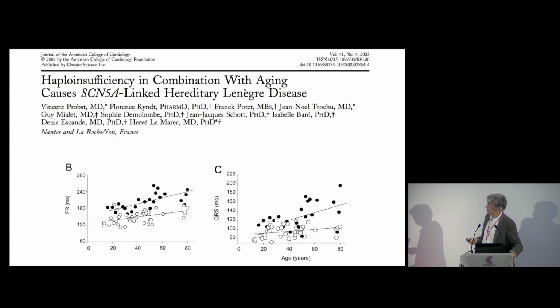Age is another modifier. This is another family from Nantes, and here what they did is they just looked at age on the x-axis and the PR interval and the QRS interval on the y-axis, and you clearly see that also in controls there is some increase in conduction intervals, as we know, but particularly in the carriers of the variant there is a marked increase in PR while aging, and the same is true for the QRS width. So age impacts on these parameters as well.